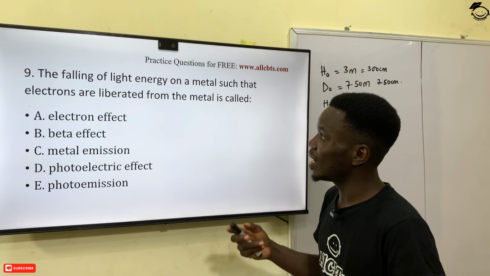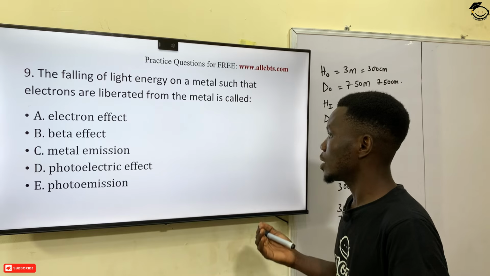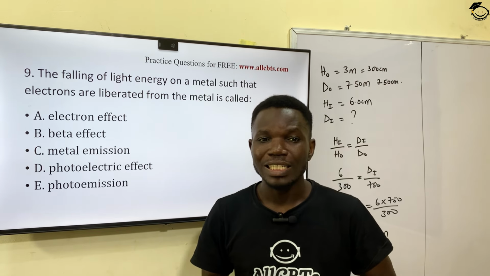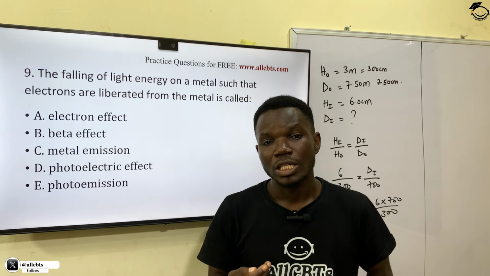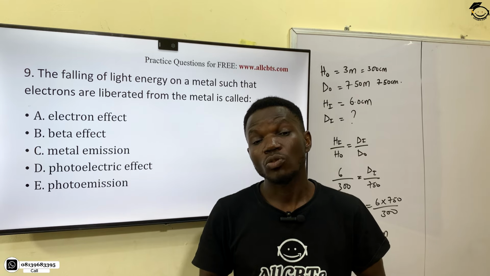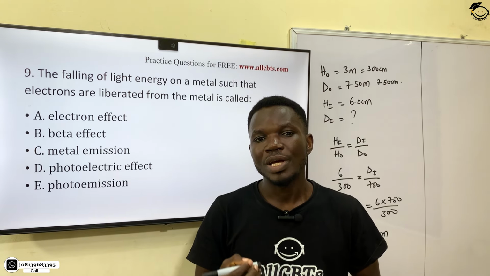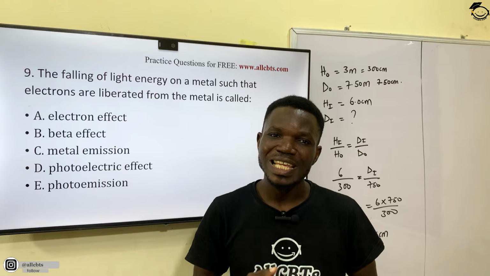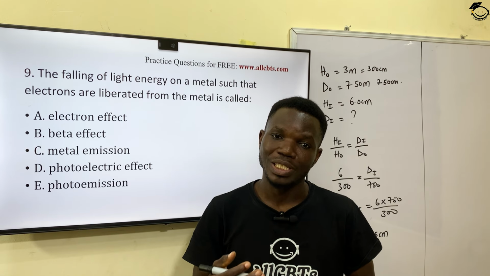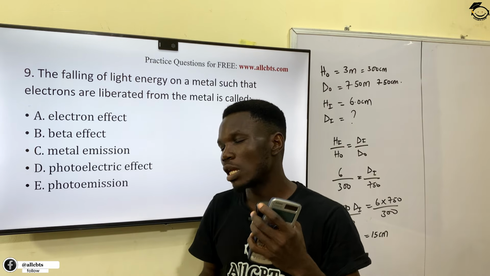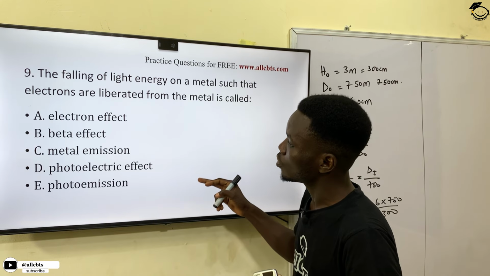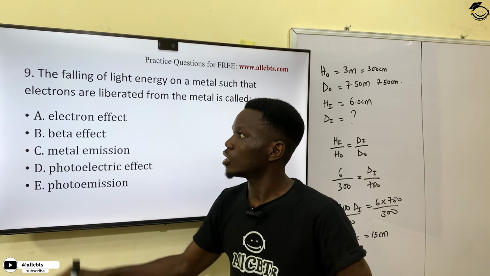metal such that electrons are liberated from the metal is called dash. Now this phenomenon where light falls on a metal and electrons are liberated from the metal is called the photoelectric effect, where photons are able to liberate electrons from a metal by hitting it with higher energy. So when the photon energy is higher than the work function of the metal, then electrons are liberated, and that phenomenon is called the photoelectric effect. So the correct answer is option D.